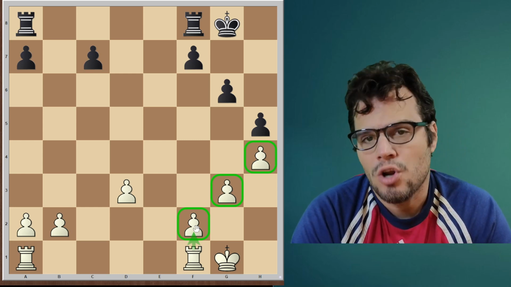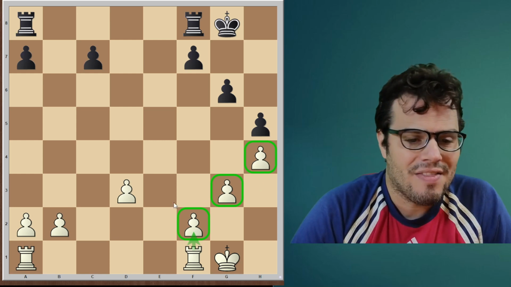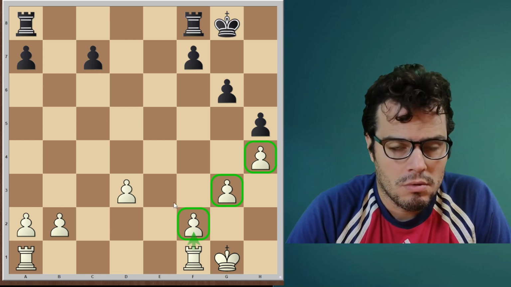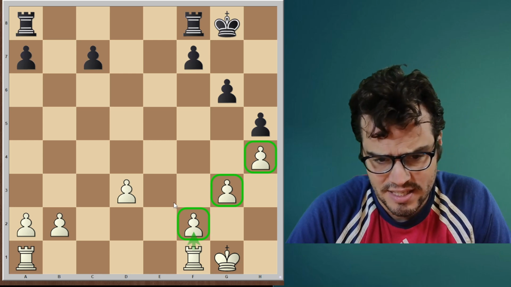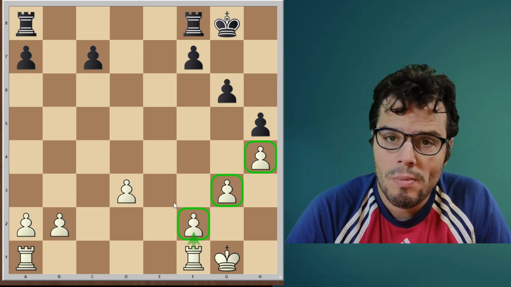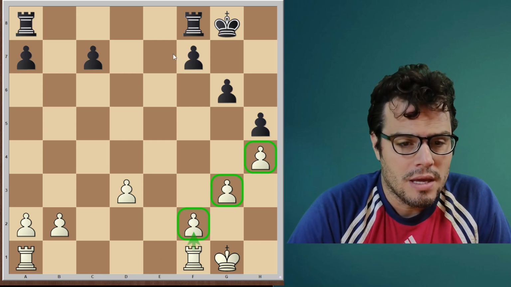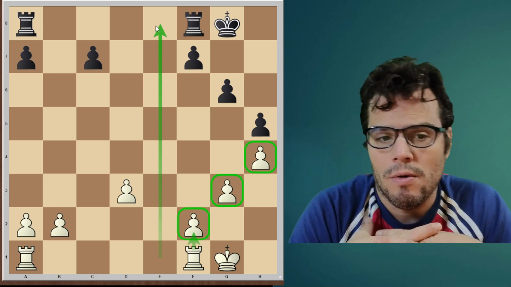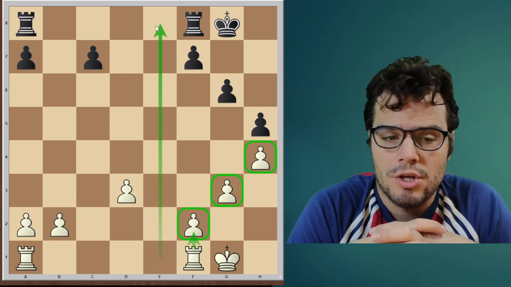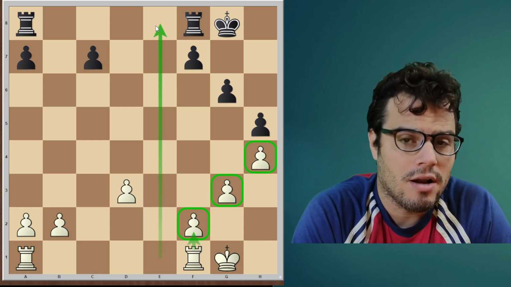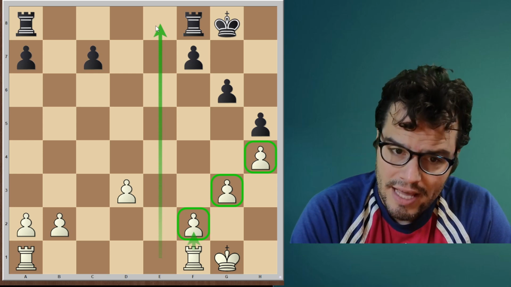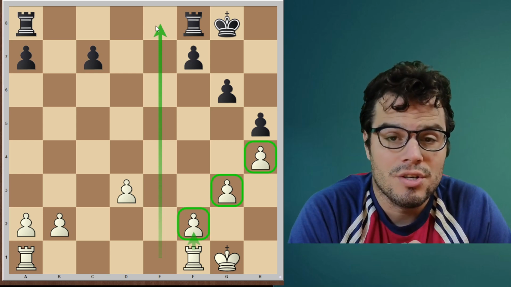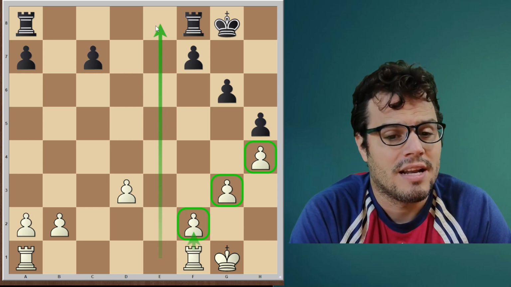Now, what is an open file? An open file is a file that has no pawns at all. No pawns of mine, no pawns of my opponent's. In this position, there's only one open file, and that is the E file. Everybody tells you to always get on the open files, that your rooks should always be on open files, but that's not always the case. Sometimes open files are not as good as semi-open files, and that's the next one in line.